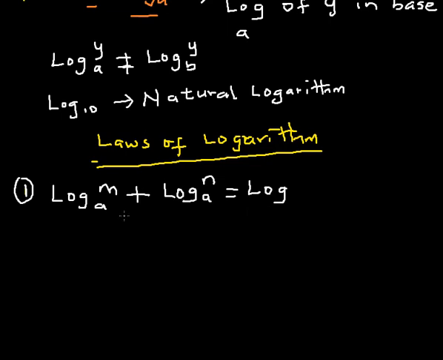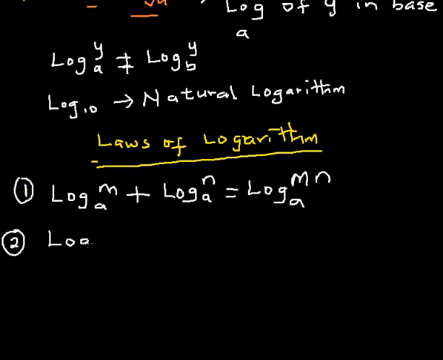So if you have the sum of two logs with the same base, this law, known as the multiplication law, requires that we multiply, that is m times n, then also put it in base a. That's why I call this multiplication law. So log m in base a plus log n in base a is equal to log of m times n in base a.